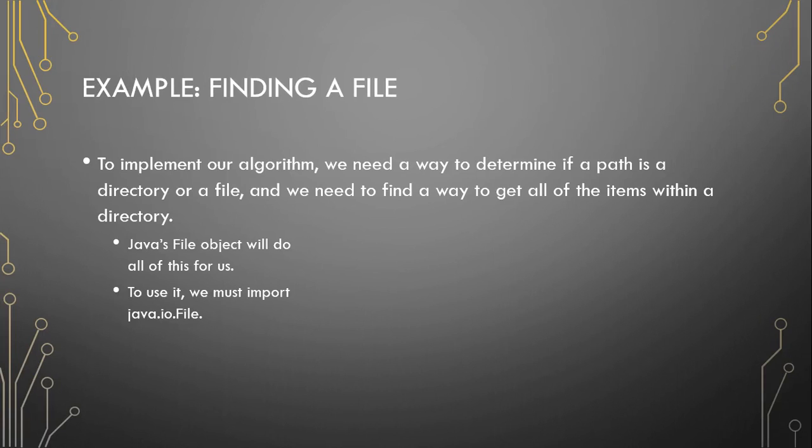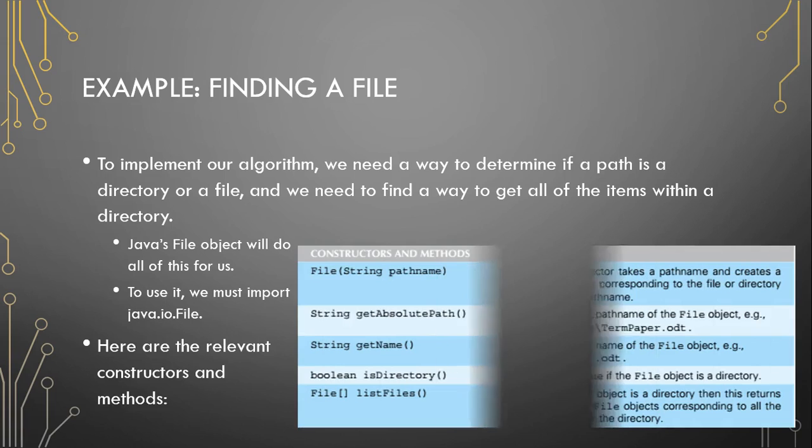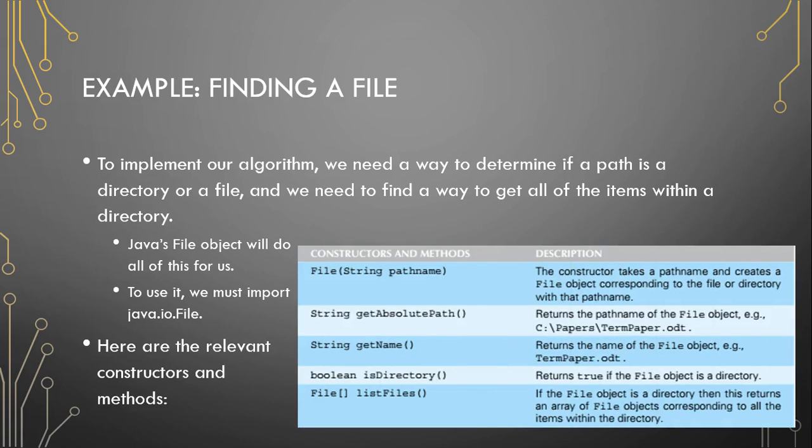All right, so to implement this algorithm, we need a way to determine if a path is a directory or a file, and we need to find a way to get all the items within a directory. Java's File object will do all this for us. To use it, we simply import java.io.File. Now here are the relevant constructors and methods: the File constructor, which takes a string path name, String getAbsolutePath, String getName, boolean isDirectory, and File[] listFiles.